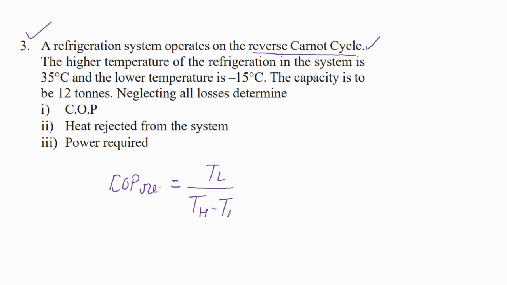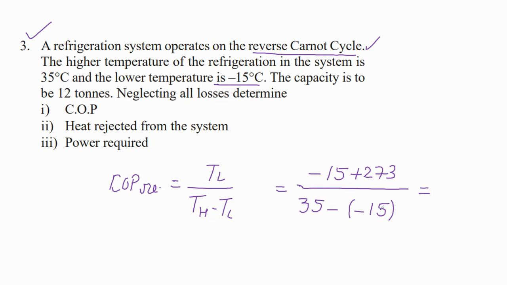TH minus TL. So now the lower temperature in this system is minus 15, so we simply put minus 15 here. Try to put all the temperatures in Kelvin. TH is 35, so this is 35 minus 15, with a minus sign. We can solve this and we get the COP for this system. This system COP comes out to be 5.16.